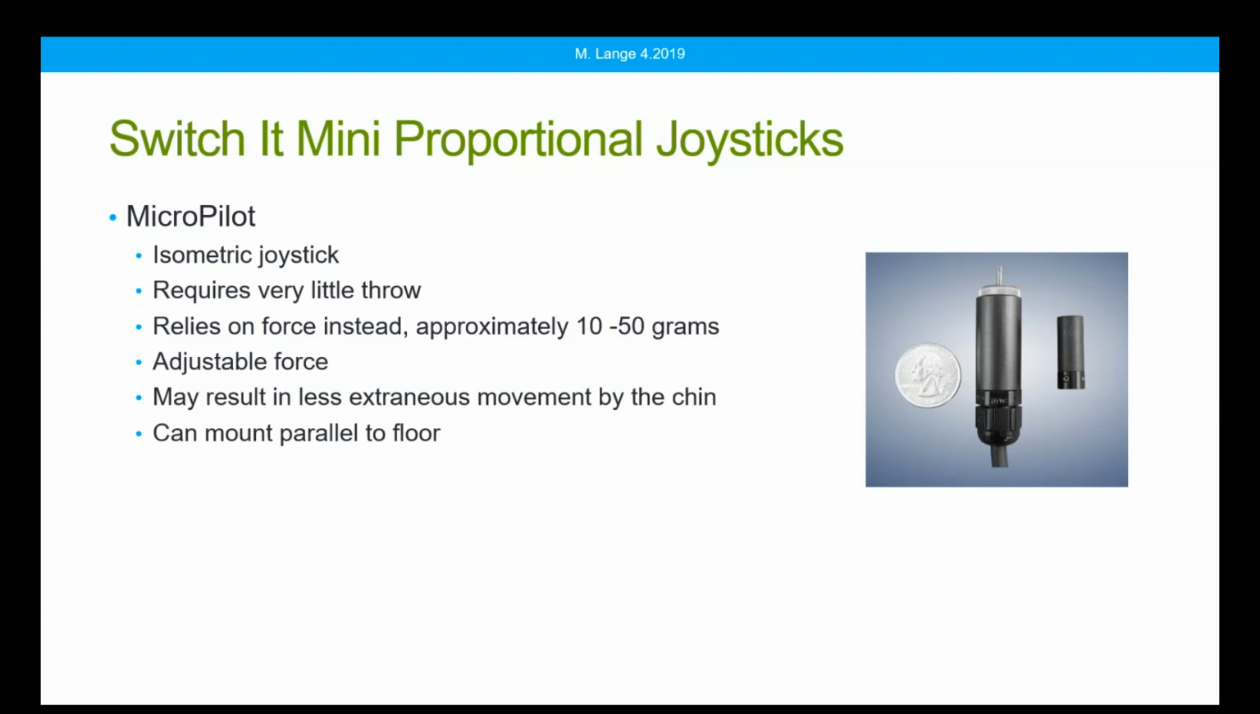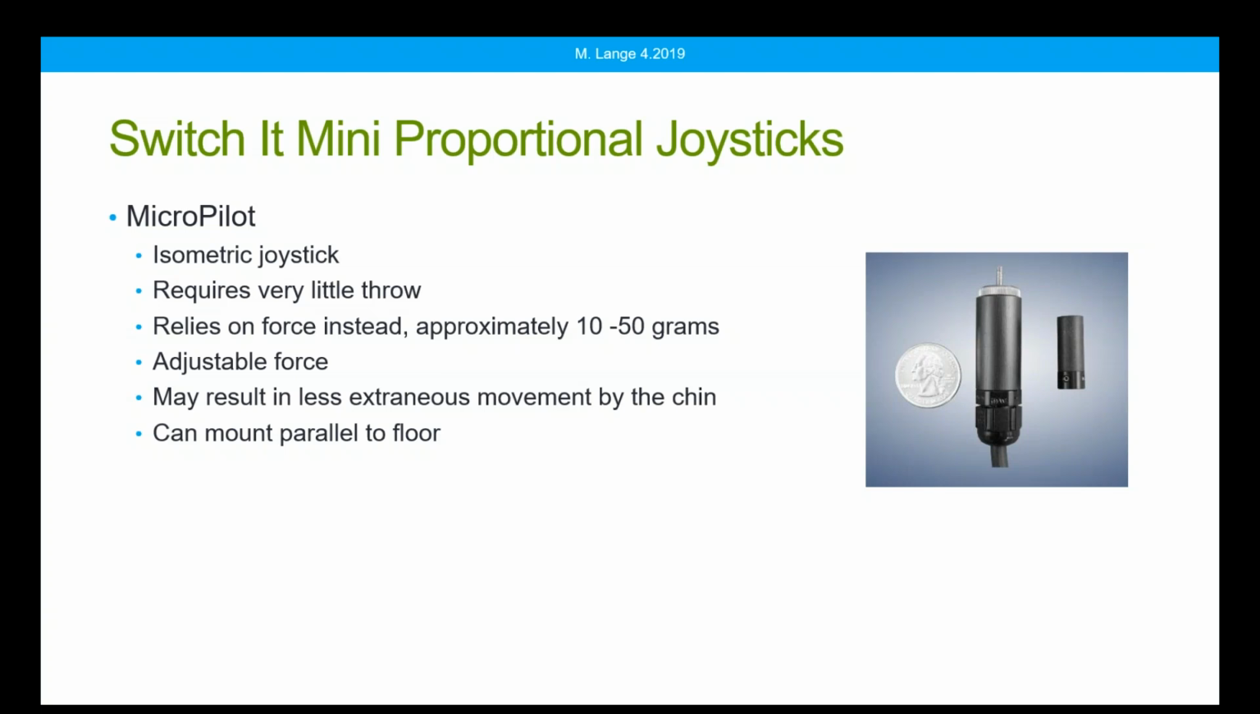The MicroPilot is by Switchit, and it's a unique joystick that's been around for a number of years in that it is isometric. So it doesn't respond to movement. There's very little throw to this joystick handle. Instead, it relies on force. It's actually adjustable and will rely on anything from 10 to 50 grams. So you can start quite sensitive. If that's a little too sensitive for the client, in addition to changing programming, we can also adjust the force mechanically on the joystick as well.